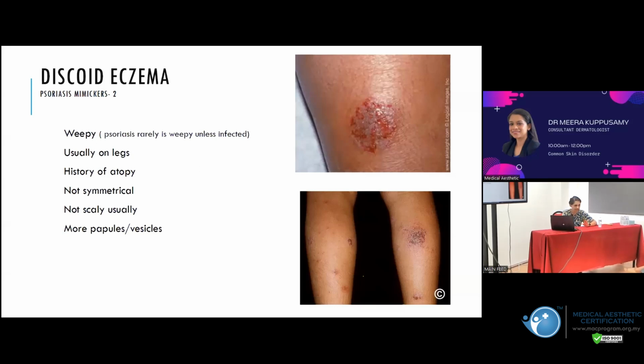Okay, psoriasis is never wet. Psoriasis is always dry. And discoid eczema is always on the legs, and the patient will have a history of atopy, and these are non-symmetrical, non-scaly. So it's more of papules and vesicles.